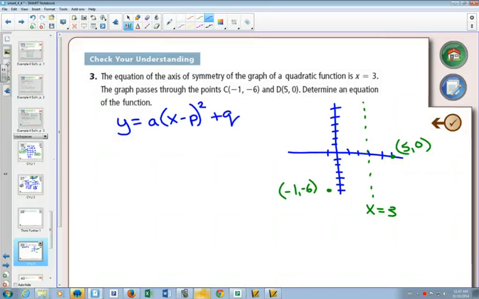y equals a(x minus p) squared plus q. In order to find the equation, I need to find a value for a, for p, and for q. Do I know any of those values from what I have right now? I know I can plug in some points, but as far as a, p, and q, do I know any of them already?